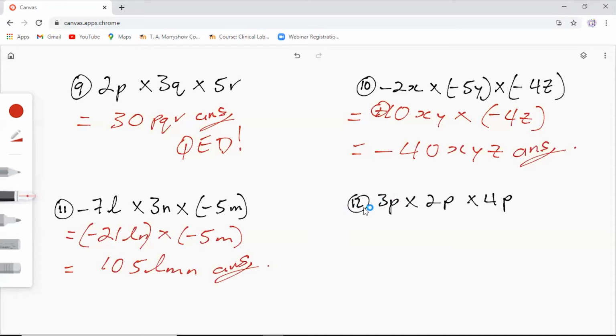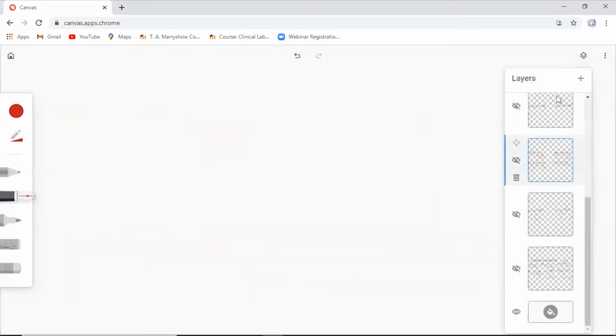Good. Number 12, we have 3p times 2p times 4p. 3 times 2 is 6, and 6 times 4 is 24. So I get 24. p times p is p squared, and p squared times p is p cubed. So 24p cubed. That's our answer there. These are simple. Let's move on.